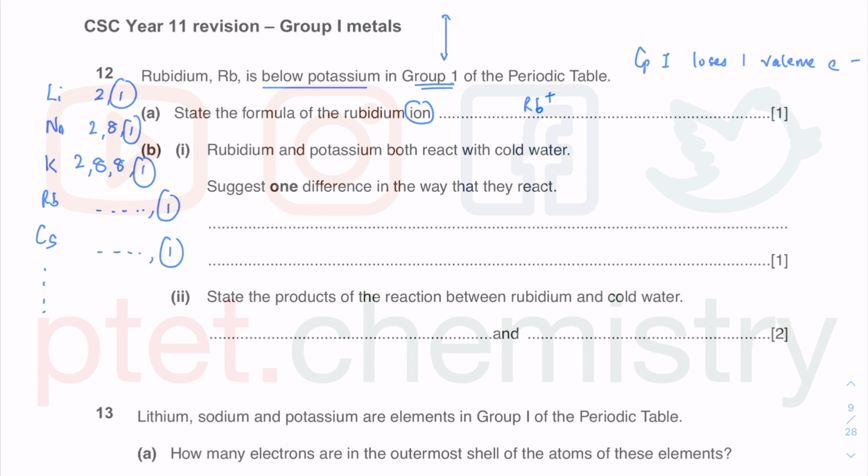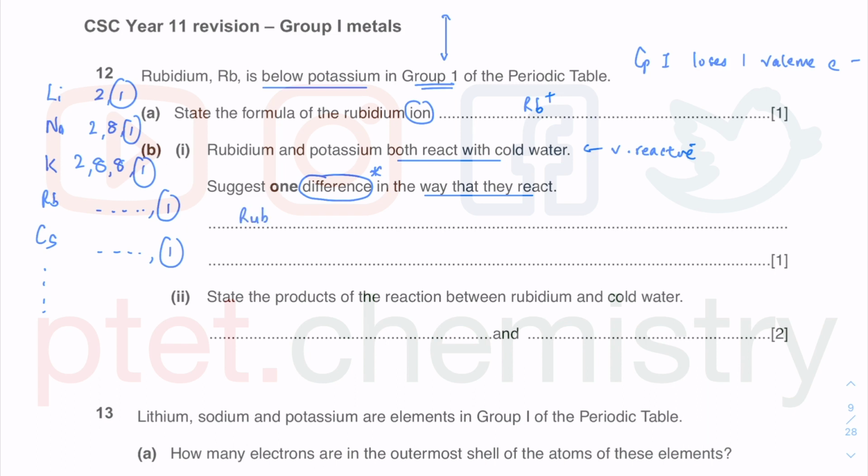Rubidium and potassium both react with cold water, so very reactive metals. So how differently would they react? This question is not asking why or how they are the same, but how they are different. So we can say that rubidium is below potassium and therefore the outer electron is easier to be lost. If the outer electron is easier to be lost, rubidium will be a lot more reactive. Difference in the way that they react.